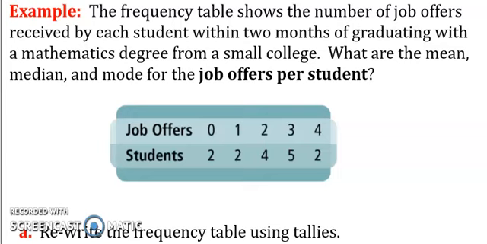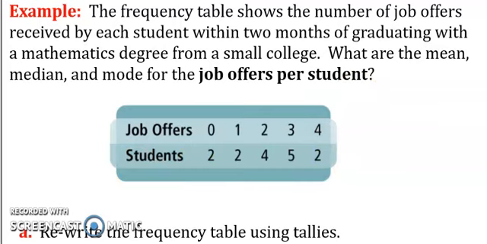This frequency table is telling us how many students got job offers, and how many job offers they got, after getting a degree from a small college. So it looks like 2 students didn't get any offers. 2 students only got 1 job offer. 4 students got 2 job offers. 5 students got 3 job offers. Then we have these 2 all-star students over here that got 4 job offers.